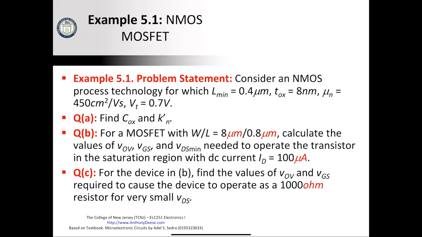So consider an NMOS process technology for which the value L min is equal to 0.4 micrometers. The distance between the plates is 8 nanometers. The electron mobility is 450 centimeters squared per volt second, and the threshold voltage is VT.